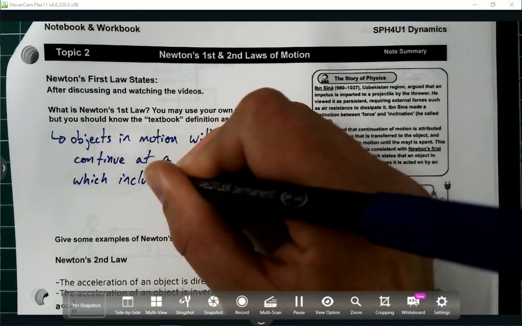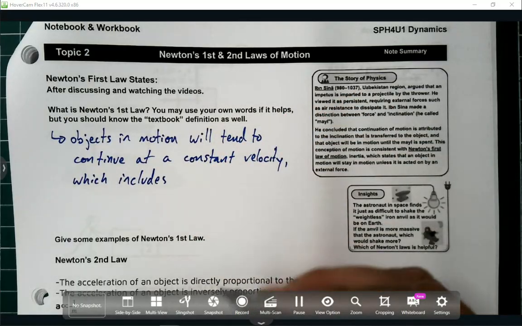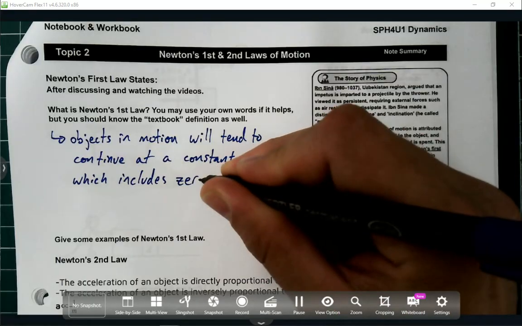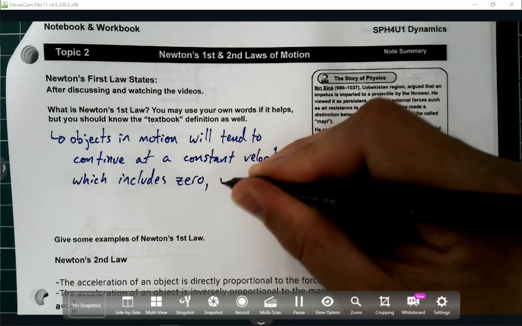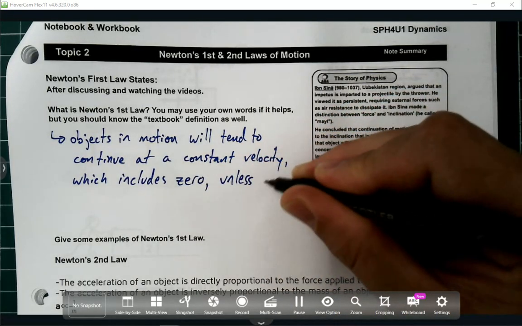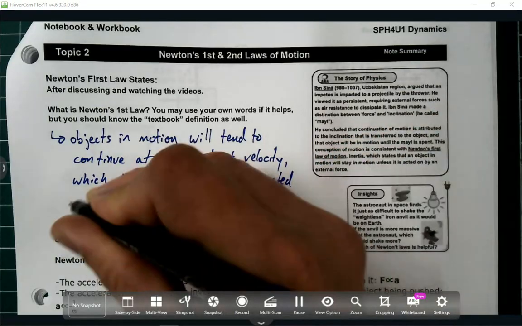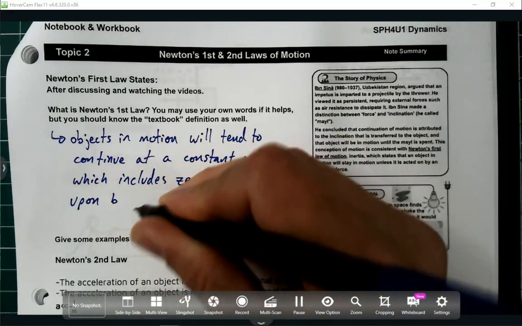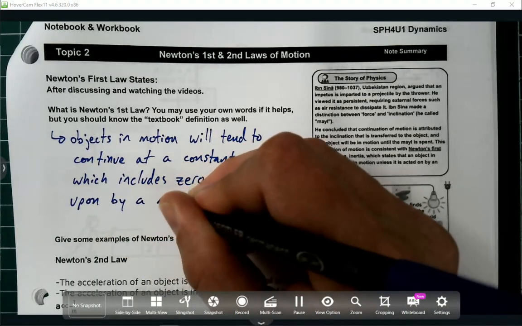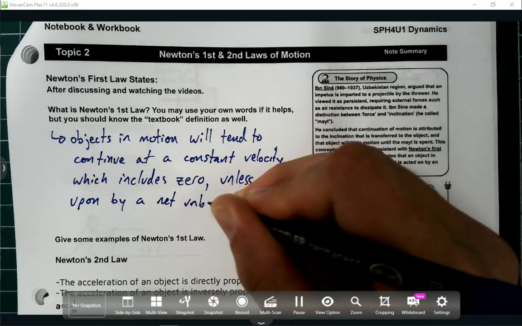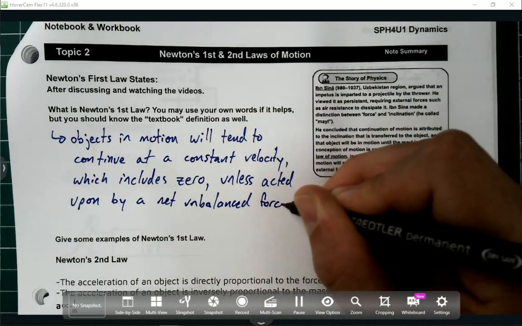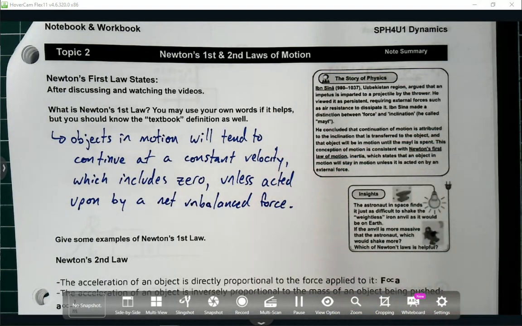And you can just imagine somebody raising their finger and waggling it at you while they throw in this little apposition clause. Unless acted upon by a net unbalanced force. And that is a concept-dense sentence, but hopefully it makes sense to everybody.